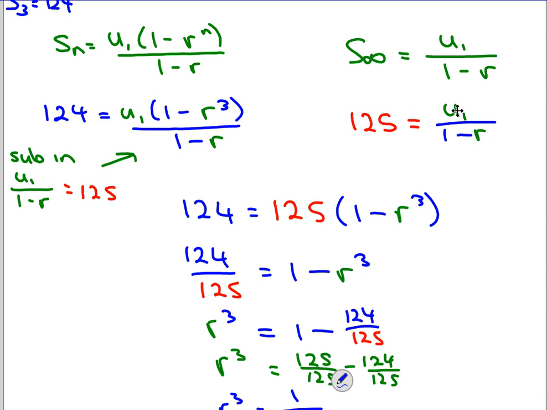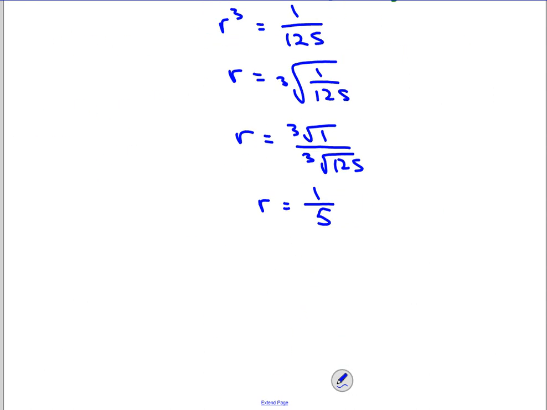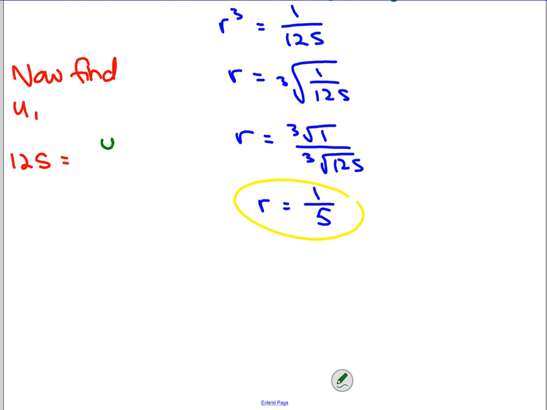That's what we're going to do. So do that anywhere you want on the side. If you need space, do it on the left here. So that's one answer. Now on the side, we're going to find U of 1, and we can use the 125. I'm just going to rewrite the formula we had at the top: the sum to infinity equals U of 1 over 1 minus R. And now we can sub stuff in.